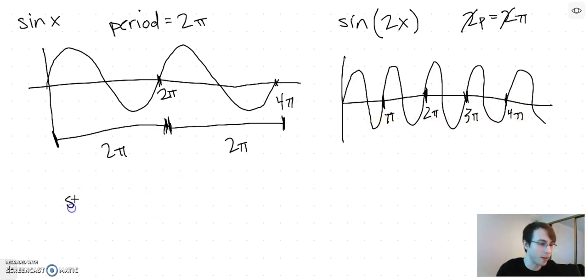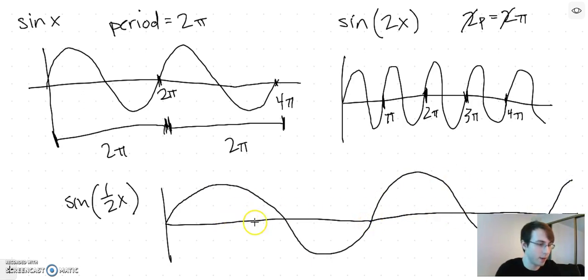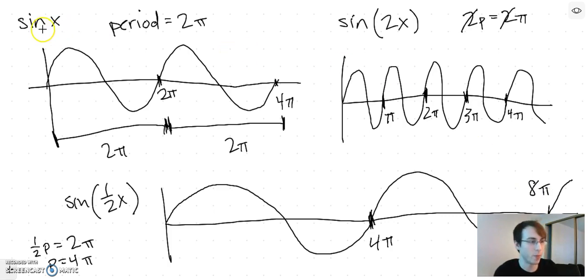How about sine of a half x? Well, that now is going to become stretched this way. Let's do 1/2 p equals 2 pi. Well, then p equals 4 pi. So the period is going to be 4 pi here. So 4 pi, and then here would be 8 pi. So that's the deal with period. That's how you compute the period of a trig function.